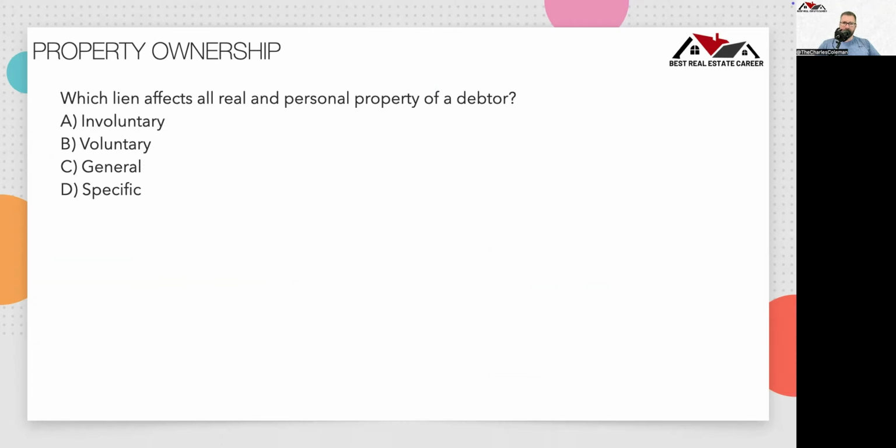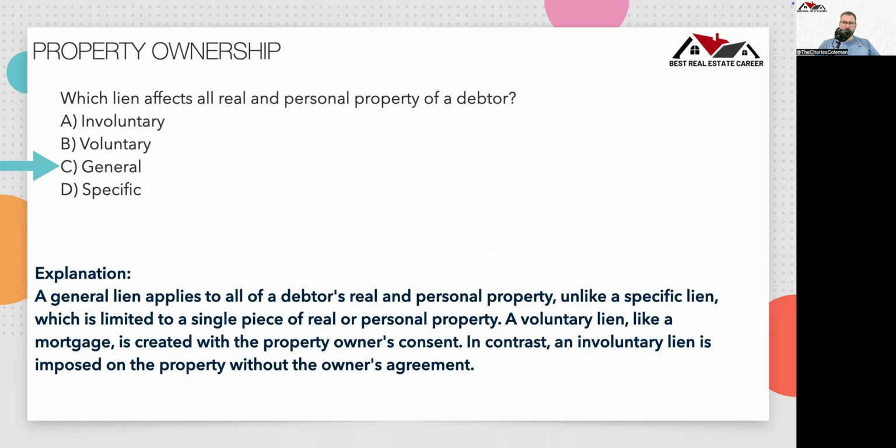Which lien affects all real property of a debtor? C. A general lien applies to all of a debtor's real and personal property. Unlike a specific lien, which is limited to a single piece of real property or personal property, a voluntary lien, like a mortgage, is created with the property owner's consent. In contrast, an involuntary lien is imposed on the property without the owner's agreement.